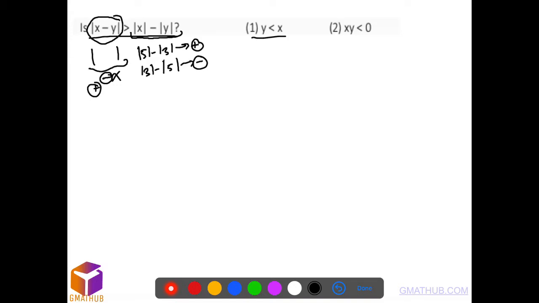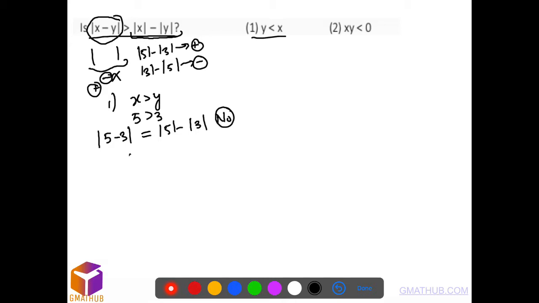Let's see the first statement, x greater than y. So let's say 5 is greater than 3. So in this case, 5 minus 3. Now if you see, the left hand side would be equal to the right hand side in this case. The question is, is the left hand side bigger than the right hand side? This says no, it's equal. So it's a no case.